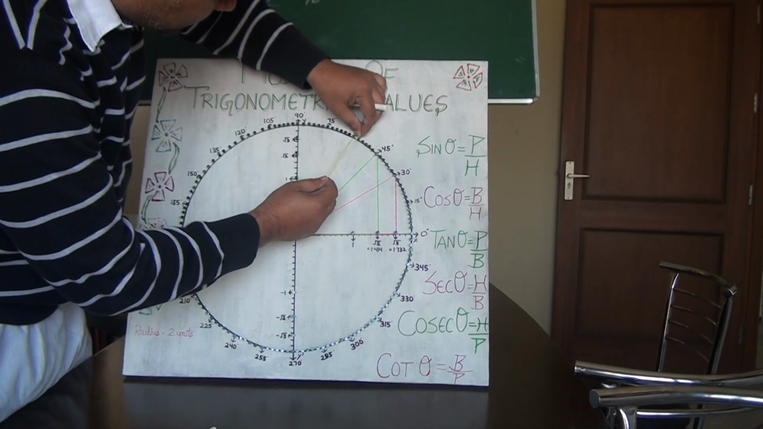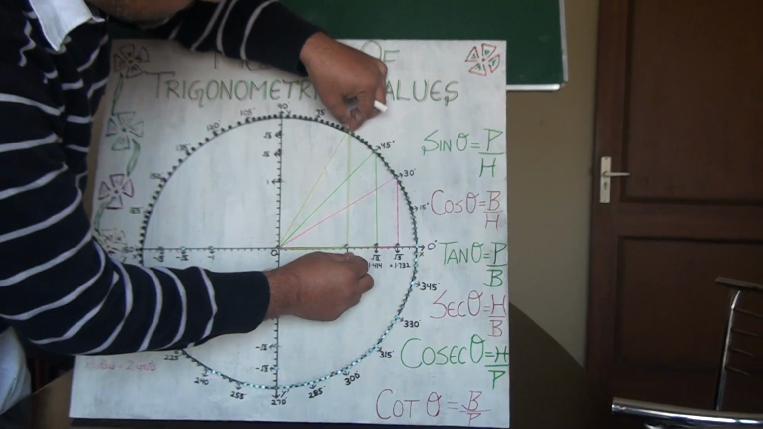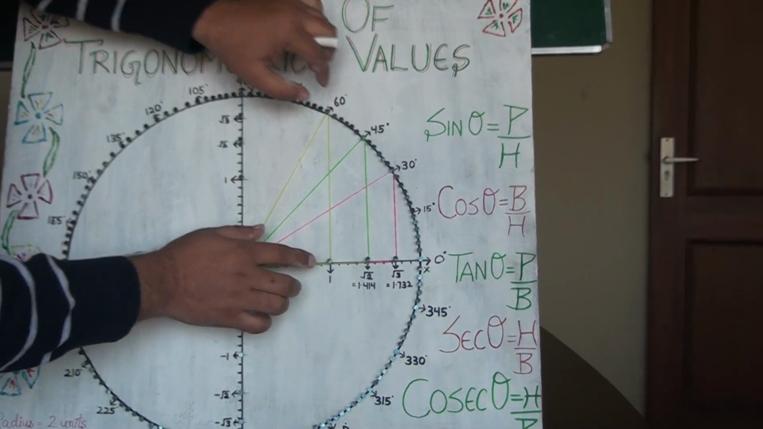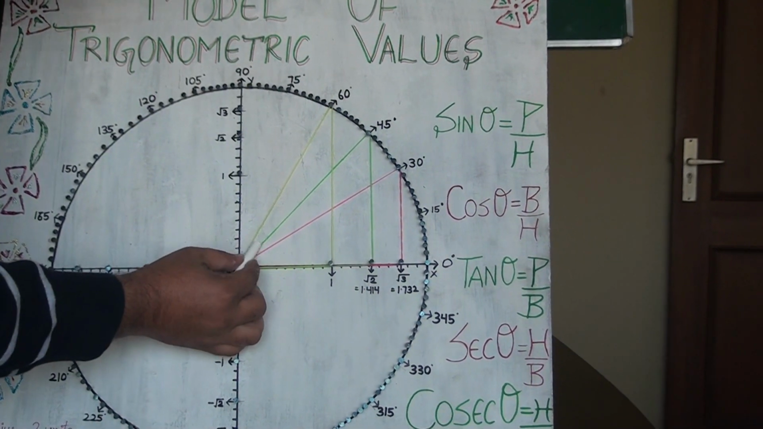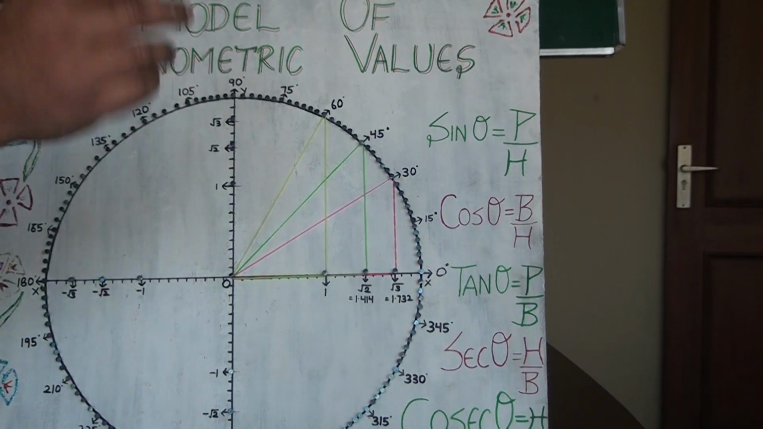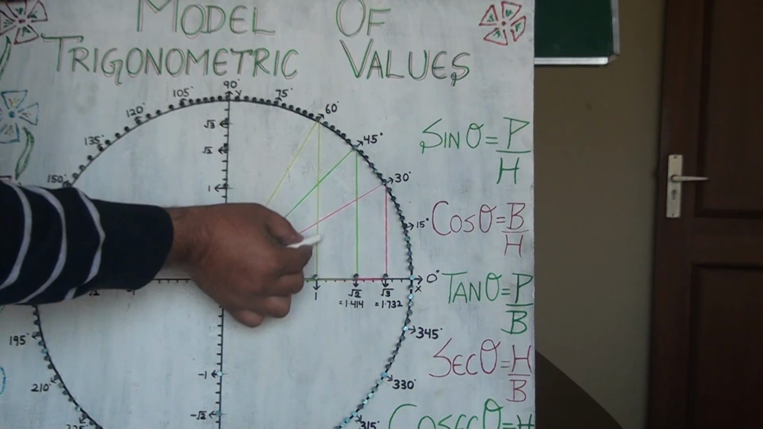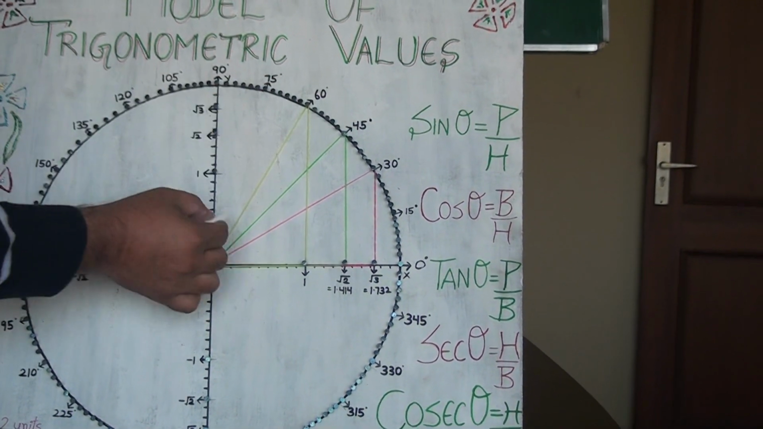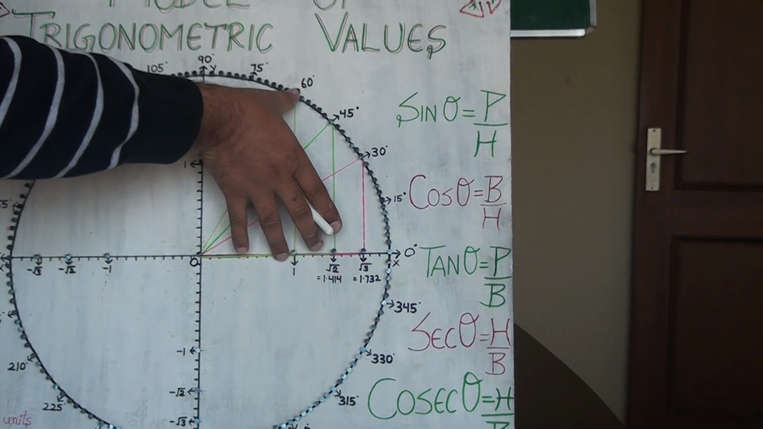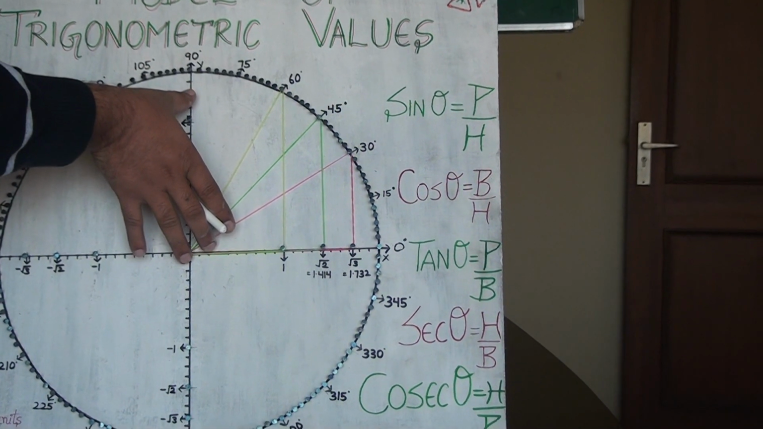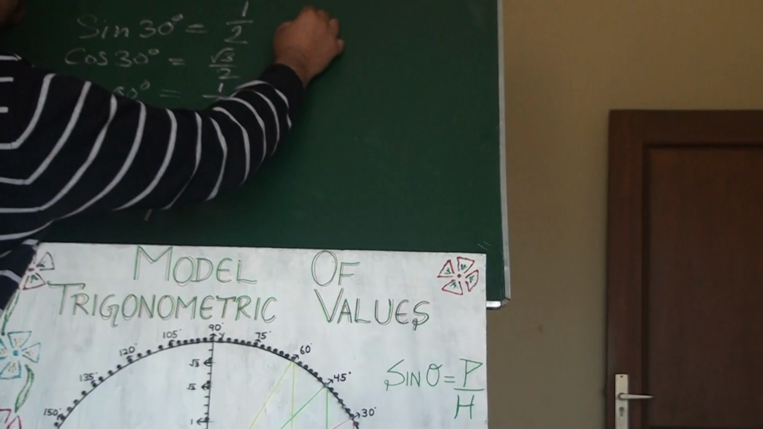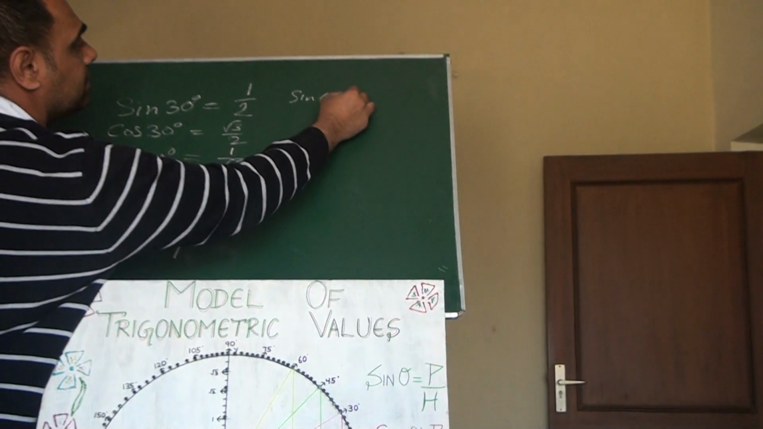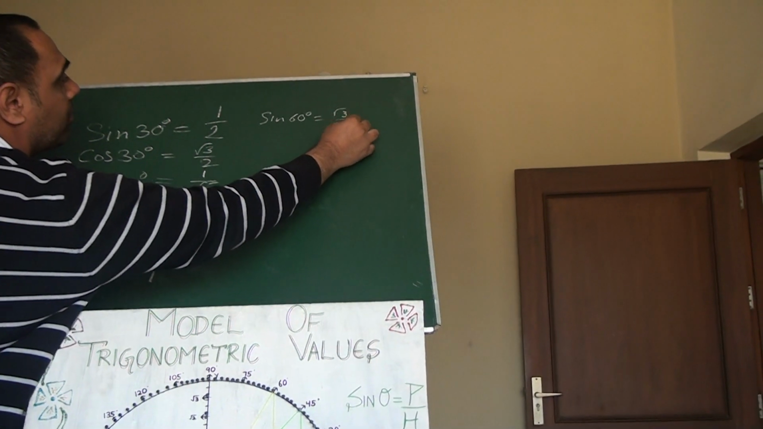Next, the angle shows 60 degrees. First, sine 60 degrees is perpendicular upon hypotenuse. The perpendicular is equal to root 3 units. Therefore, sine 60 degrees is equal to root 3 upon 2.